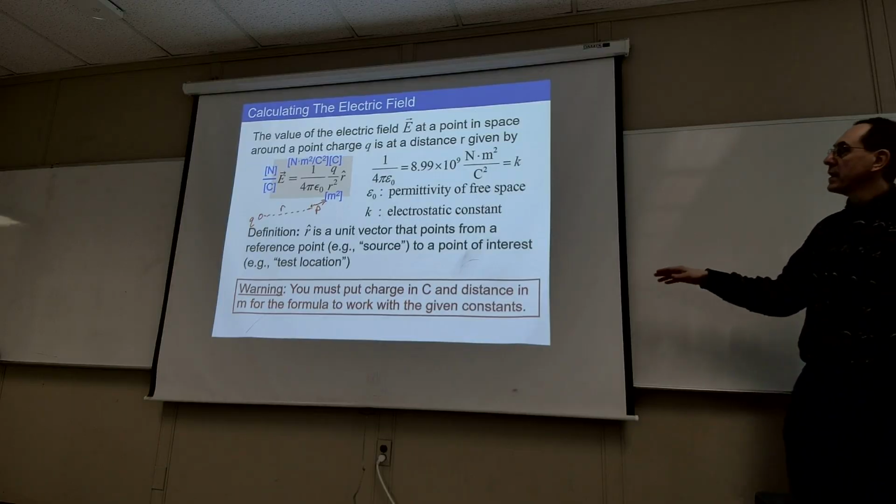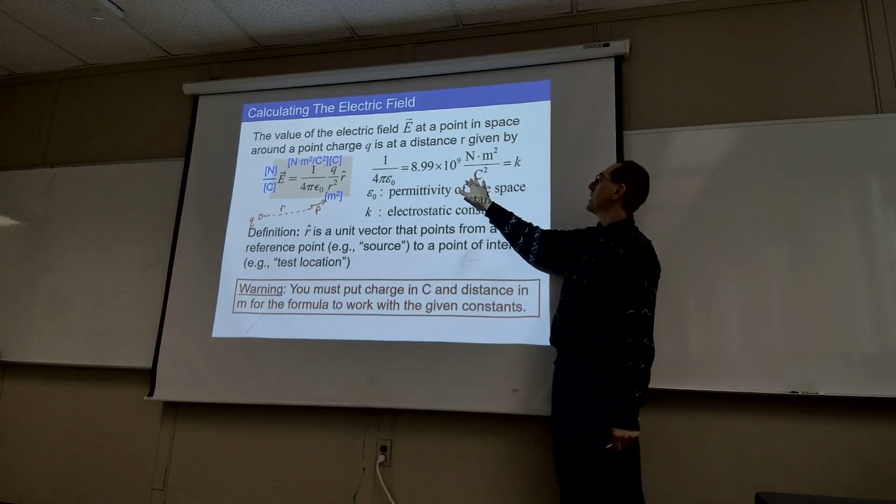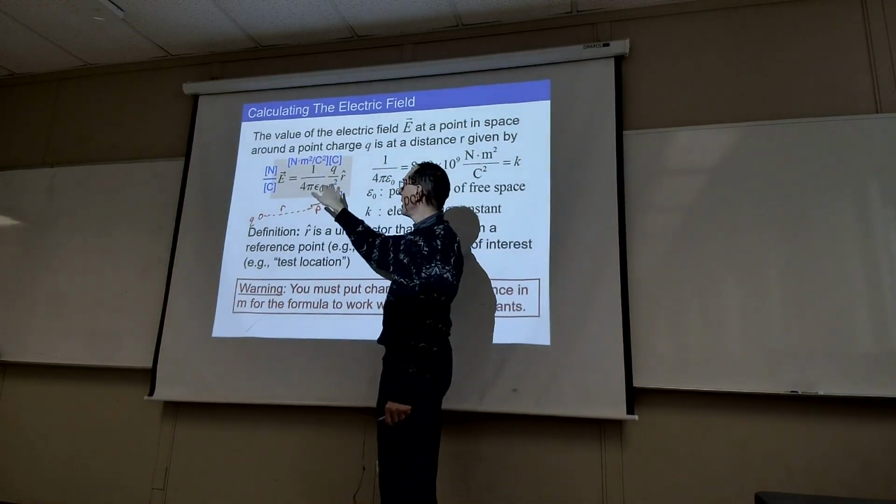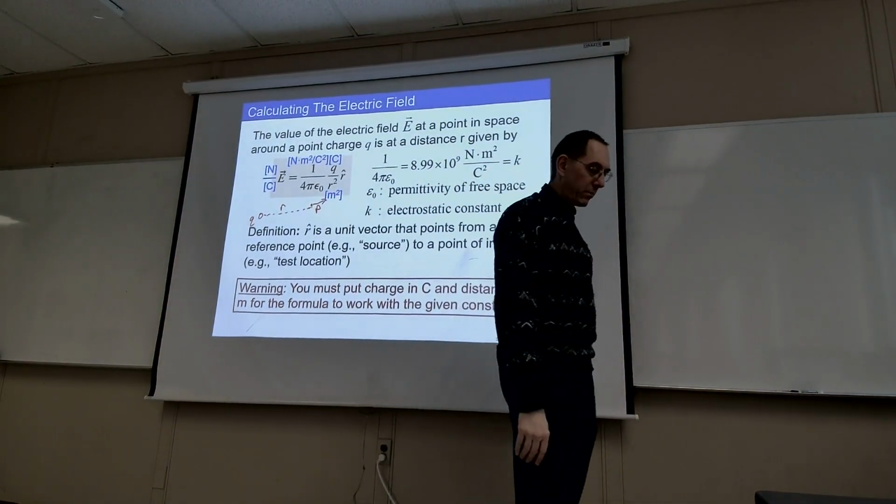Also, as another reminder, you can see here the units of this electrostatic constant are newtons, meters squared, and coulombs squared, which means that you have to have your charge in coulombs and your distance in meters for this to work out properly.